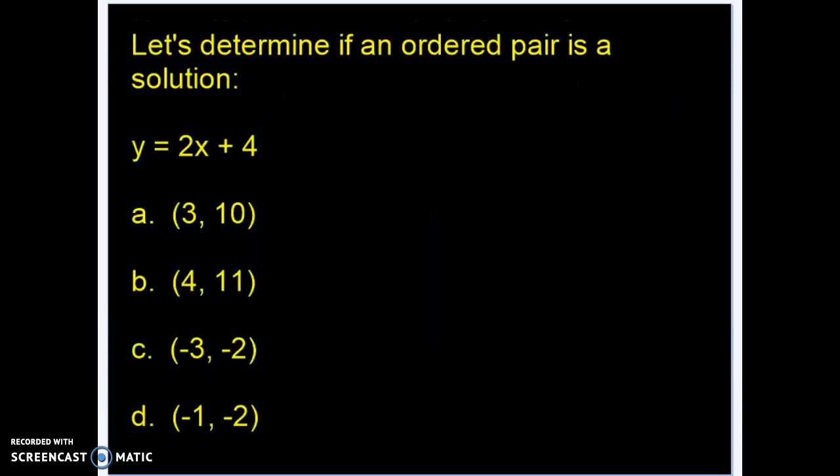The next thing we're going to look at is, now we have an equation. The equation is given, and you have to determine if the ordered pair is a true solution. Anytime we have an ordered pair, it is listed in the form of x, y. So the x value is always listed first, then the y value. What the first one, letter A, is saying is, if we substitute 10 in for y and 3 in for x, is this a true statement?